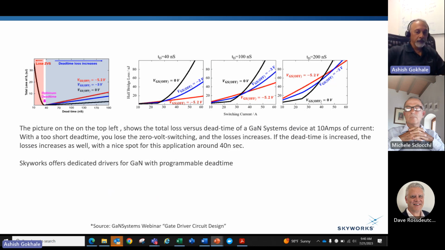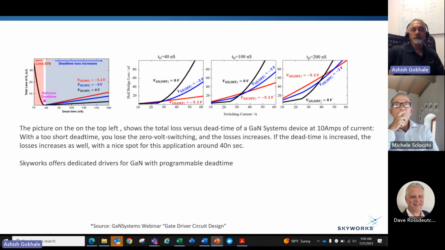For typical GaN power switches, the dead time should be in the tens of nanoseconds. About 50 nanoseconds would be a typical number. In fact, as you can see here, 40 nanoseconds is the absolute optimum time to maximize efficiency. So what the driver needs to have again is a very accurate characterization of its dead time, and also very low variation, as I mentioned before, from channel to channel as well as from part to part.